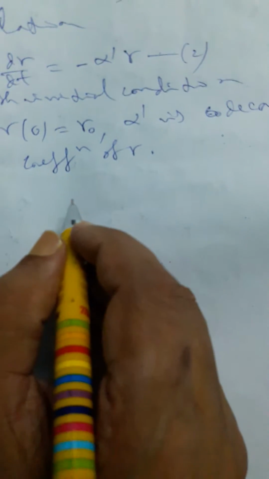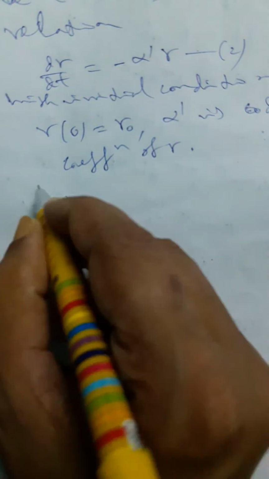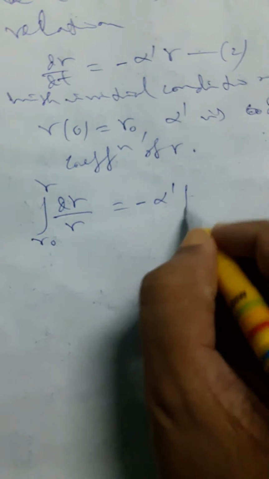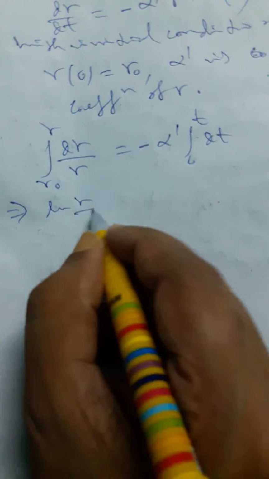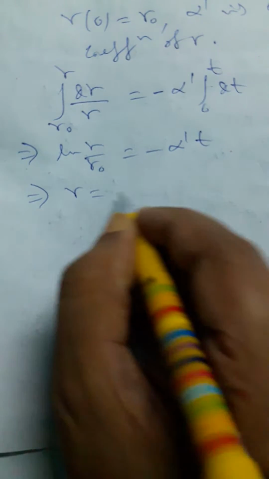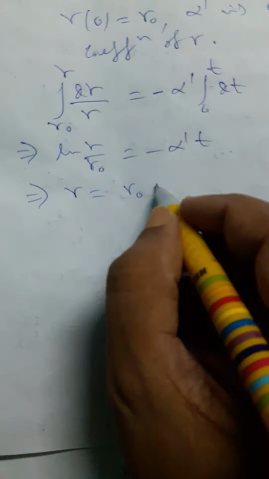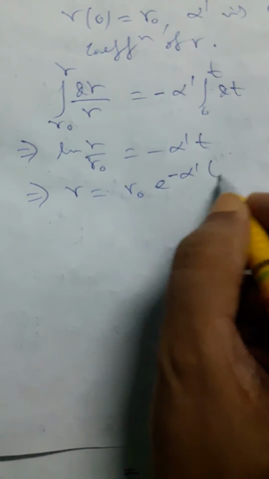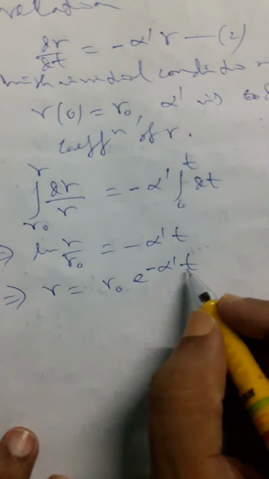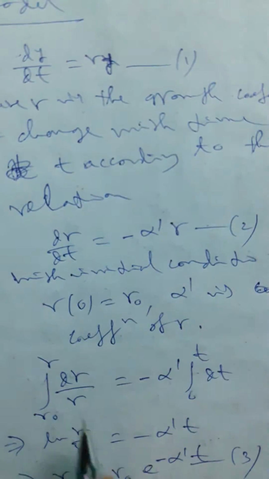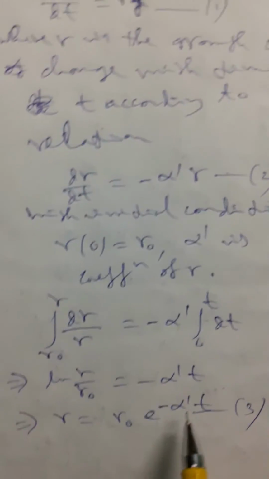Now we are solving equation 2 using the initial value: dr by r, integral from r0 to r, equals minus alpha dash, integral from 0 to t of dt. So it will be ln(r/r0) equals minus alpha dash t. So r equals r0 into e to the power minus alpha dash t. Taking it as equation 3.